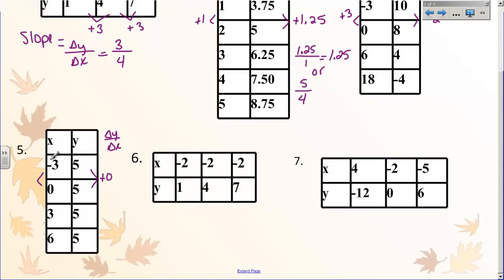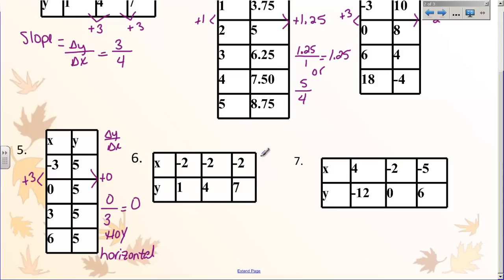From here to here, however, is a change of +3. And so when I plug this into my delta y over delta x, my delta y is 0. My delta x is 3, and we talked about this the other day. 0 divided by 3 is the same thing as 0. Since this has a slope of 0, hopefully you remember that that means this is a horizontal line. And so if I were to graph this, it would be a horizontal line. To be able to recognize that right off is very important.